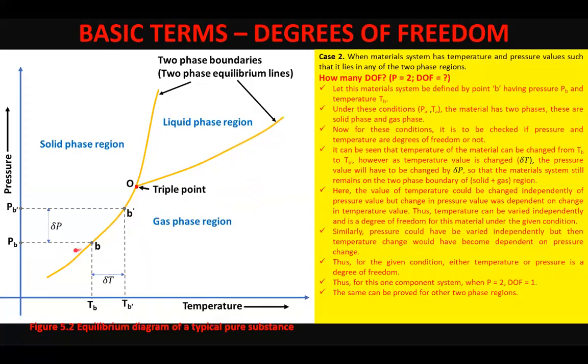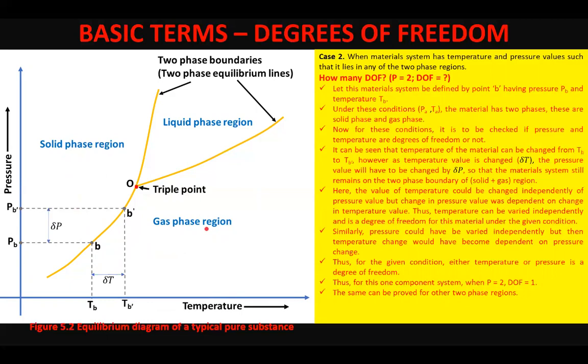Now if the system is on a two-phase line, see, what does the degree of freedom definition say? The degrees of freedom definition says that you should be able to change the variables independently and still the phase type and the number should remain unchanged. So if now my material system is being defined by this pressure and this temperature by point B, it has got two phases in it, gas phase and solid phase. So when I change pressure and temperature, I have to see that this two-phase region should not be lost.